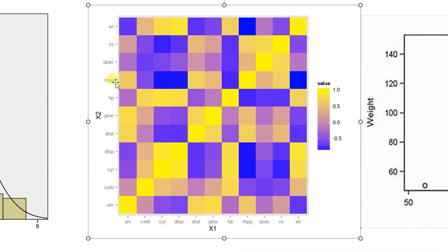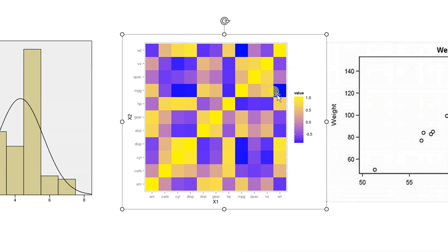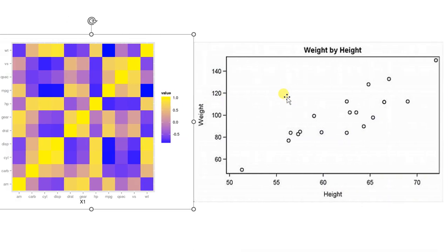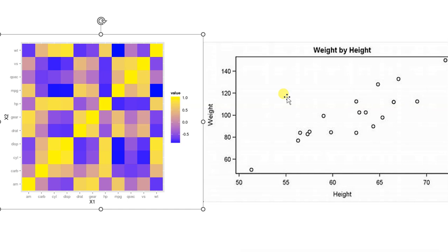So let's say I want to check MPG with gear. As you can see, it is around plus 0.6, which is 60% correlation between them. This way you can calculate the relationship between two variables and understand whether it is positively correlated or negatively correlated.